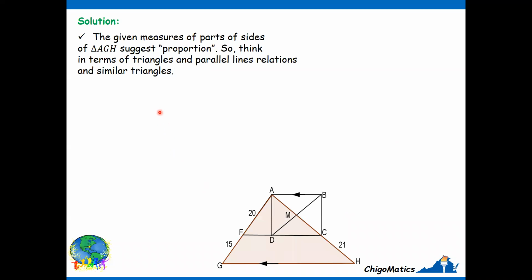Now, when we want to brainstorm the solution to find DM, we want to think of what our starting point is. The given measures of parts of triangle AGH suggest proportion because we have the 20, we have the 15, we have the 21, and that shaded triangle. Obviously you have to think about proportion because of that. So think in terms of triangles, parallel line relations and similar triangles.